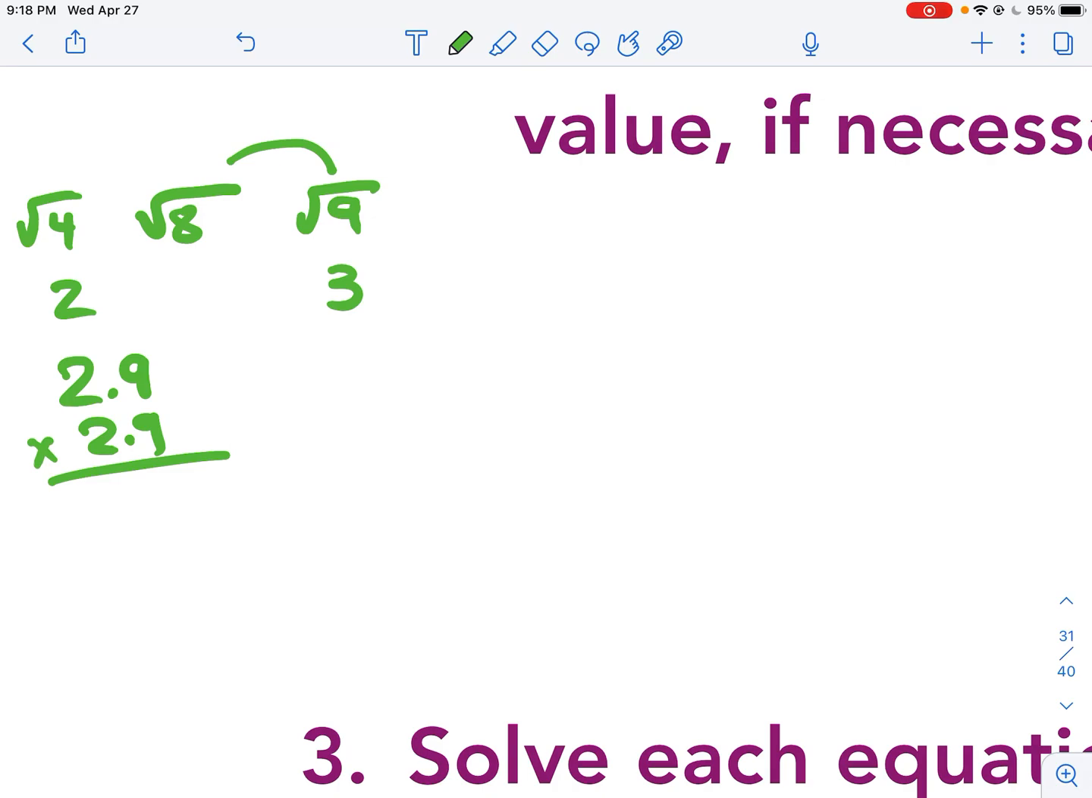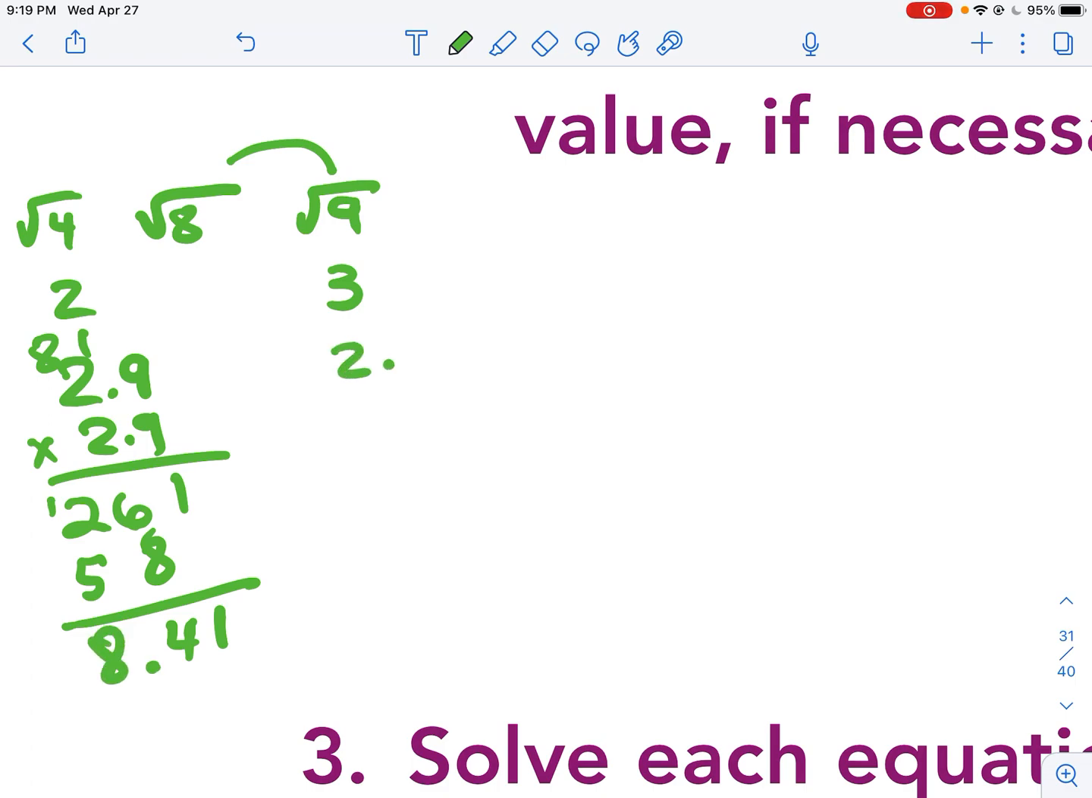So I'm going to multiply 2.9 by 2.9. That's going to get me 81. That's 18 plus 8, 26. That's 18. Carry the 1. That'll get me 5. So that's going to get me 1. That's going to get me 4. 8.41.